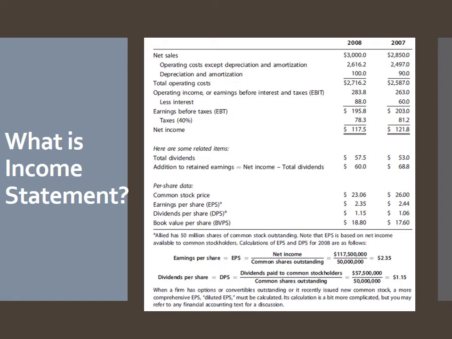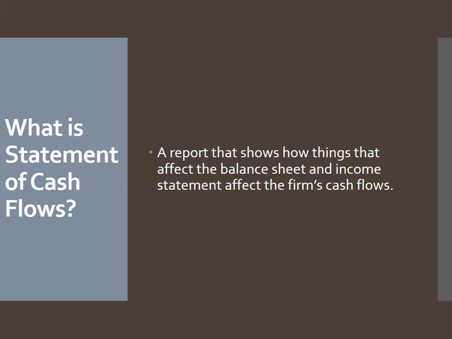While the balance sheet represents a snapshot in time, the income statement reports over a period of time. So this is for a specific period only. For this one, this is for net income for 2008 only, and this one for 2007 only. Okay, let's proceed.